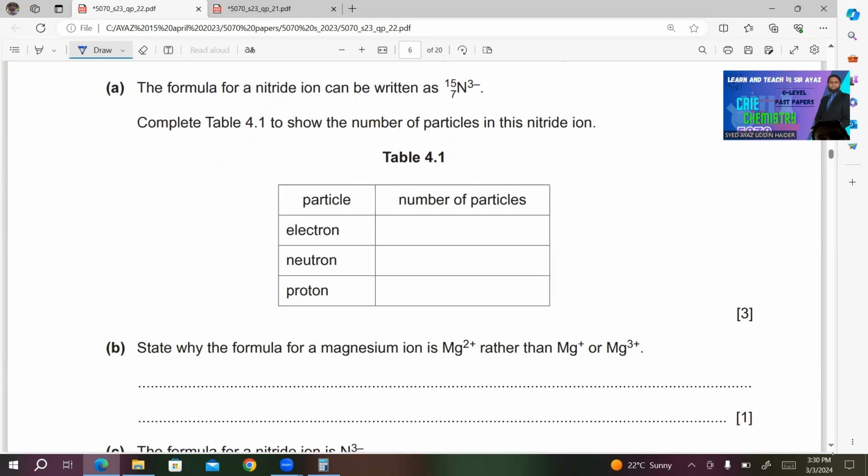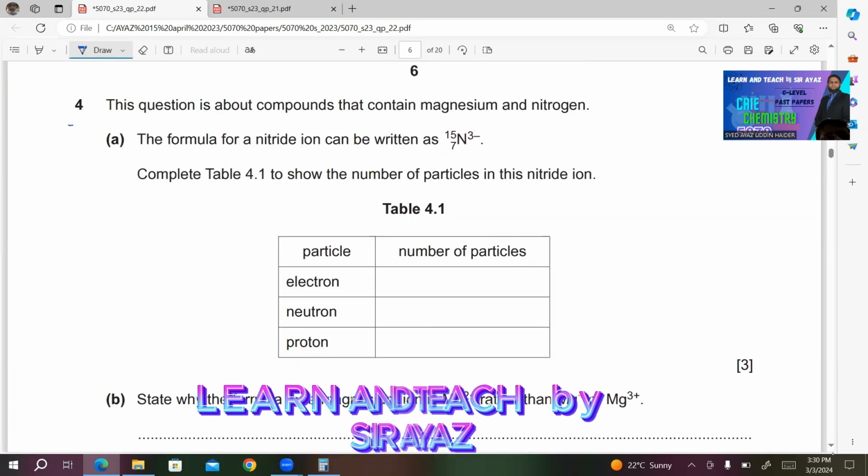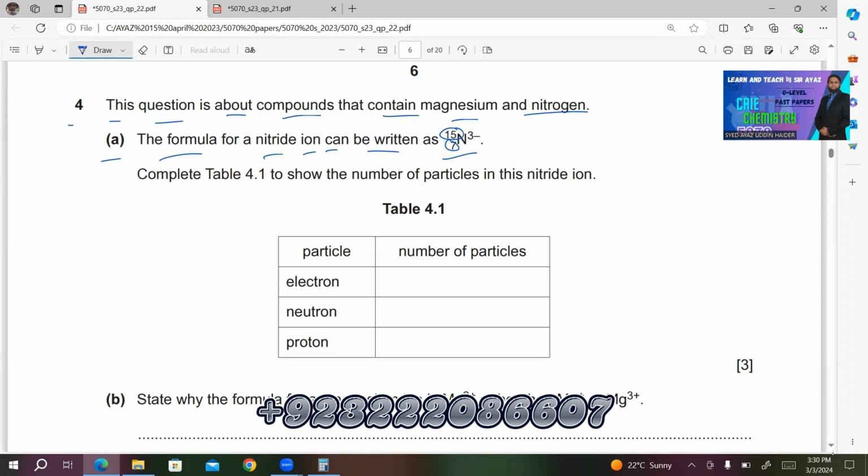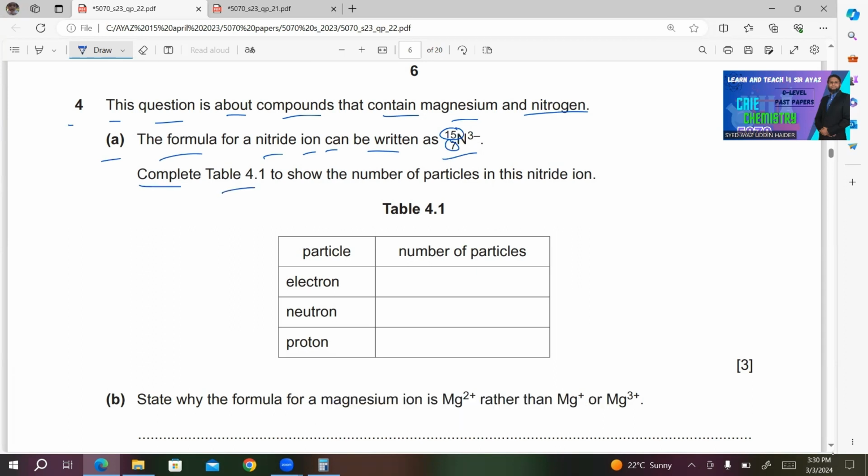Question number 4. This question is about compounds that contain magnesium and nitrogen. A. The formula for a nitride ion can be written as N3 minus. This is the proton number and this is the nucleon number for nitrogen. Complete table 4.1 to show the number of particles in this nitride ion.